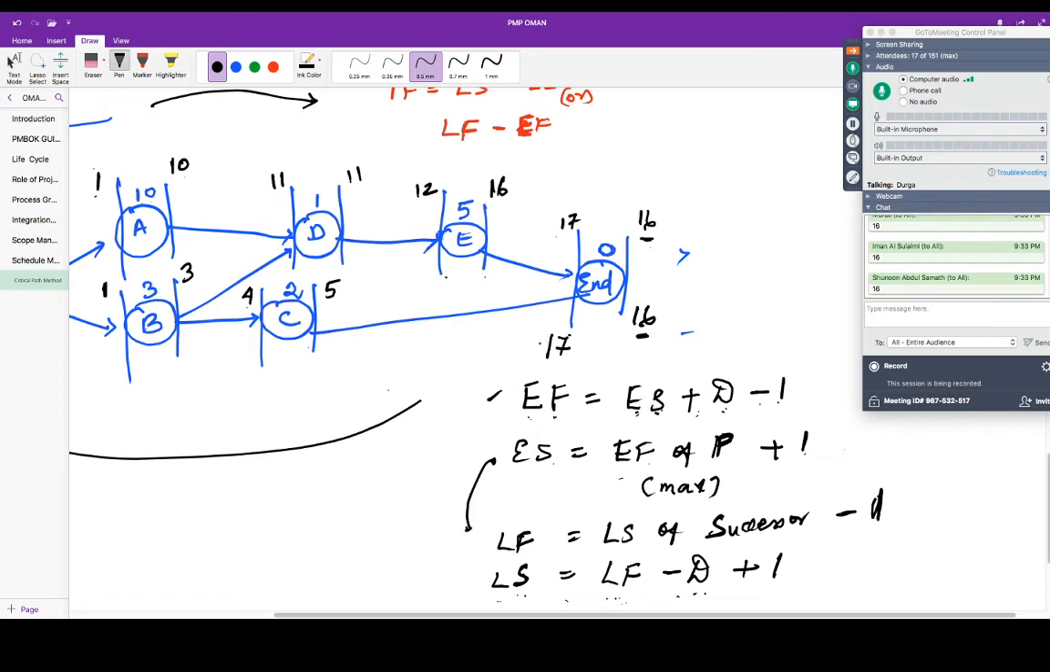How do you find the late finish of an activity? Late finish is equal to late start of successor minus 1. Who is the successor? The milestone is the successor. So late start of successor is 17. 17 minus 1, 16. See, you don't have to do this step at all. The end step you need not do, but you should not forget it.